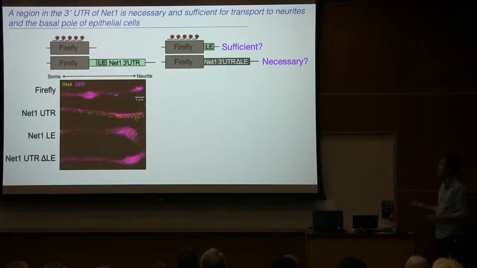The whole 3' UTR is very good at getting this RNA out there. The localization element on its own is pretty good, but the localization element is absolutely required.